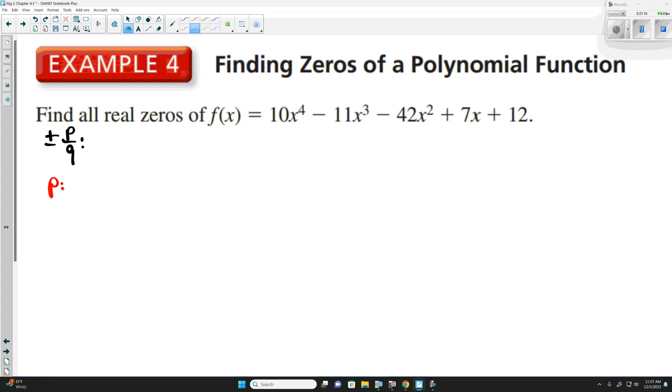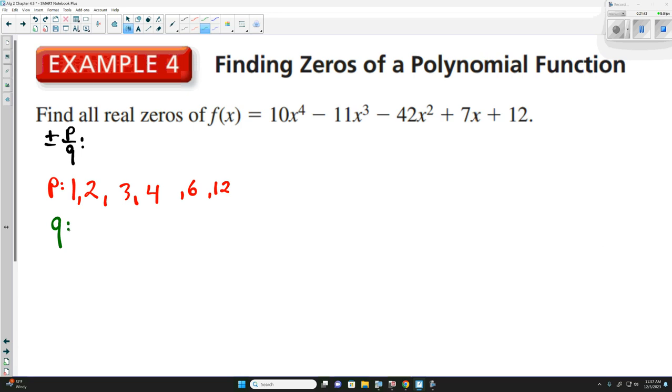So values of P are going to be the factors of 12. Well, we're going to have 1 and 12, 2 and 6, 3 and 4. I put a little more space than was absolutely needed, but these are all the factors of P.